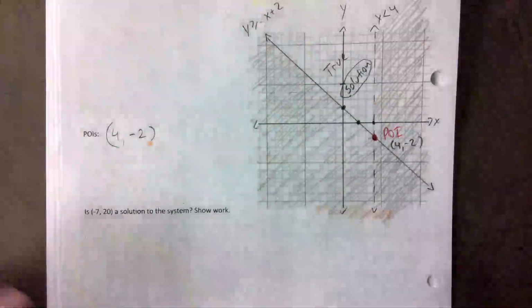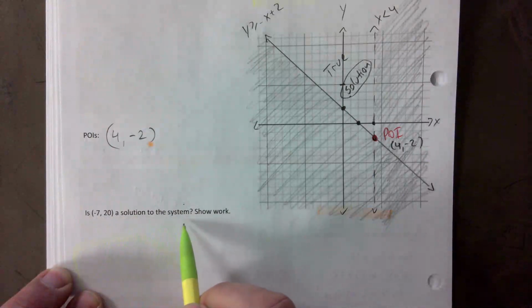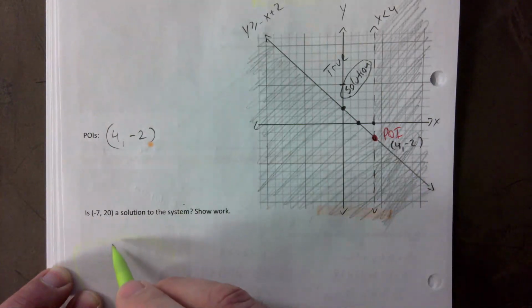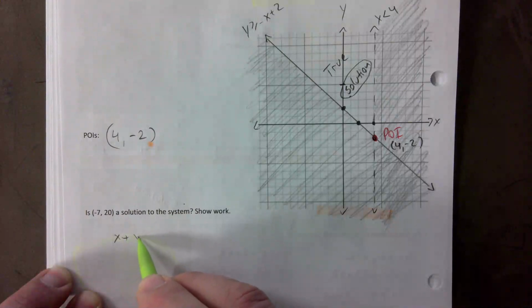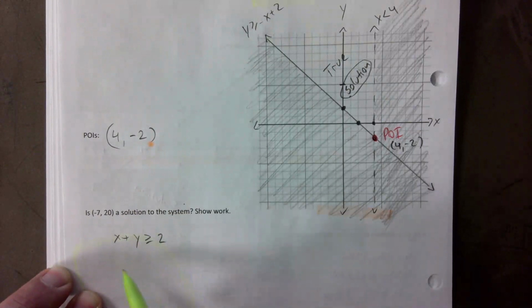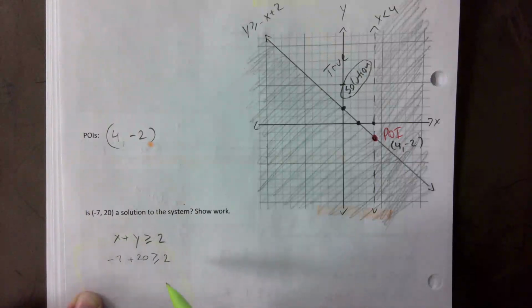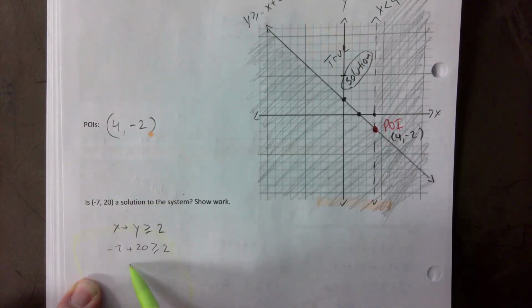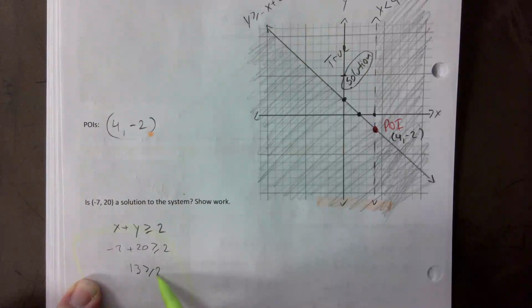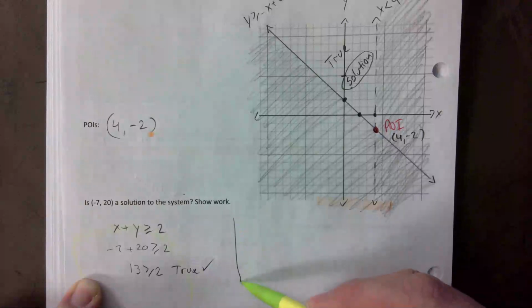Then again, is (-7, 20) a solution to the system? We have to check. I'm going to plug it into both of these. So x is -7, plus 20 is supposed to be greater than or equal to 2. This ends up being 13 is greater than or equal to 2. That is true. Okay, that actually works.